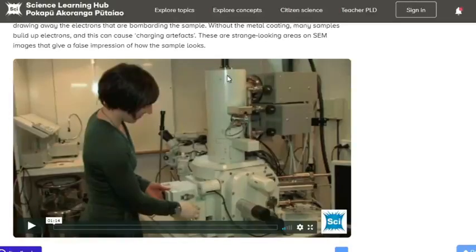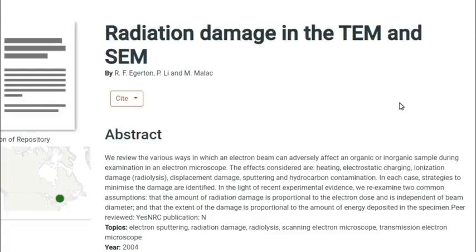This is not very fit to scan biological samples. Yeah, radiation damage in TEM and SEM affects organic and inorganic samples during examination in an electron microscope.